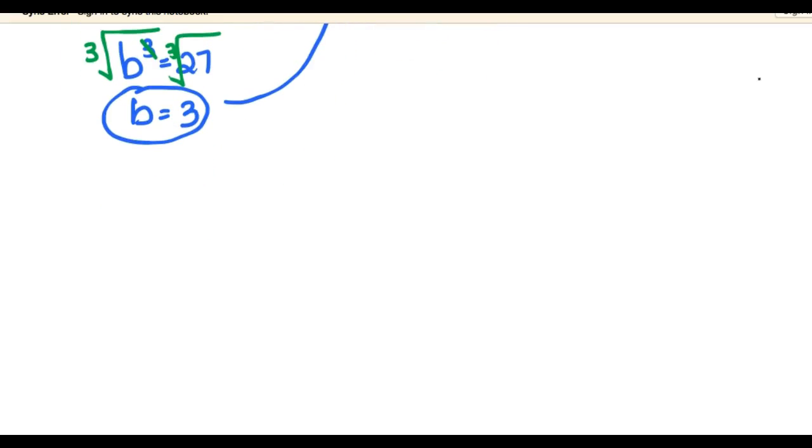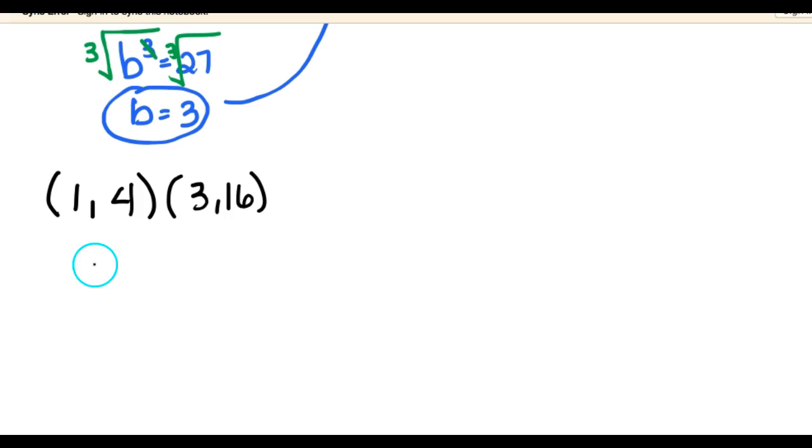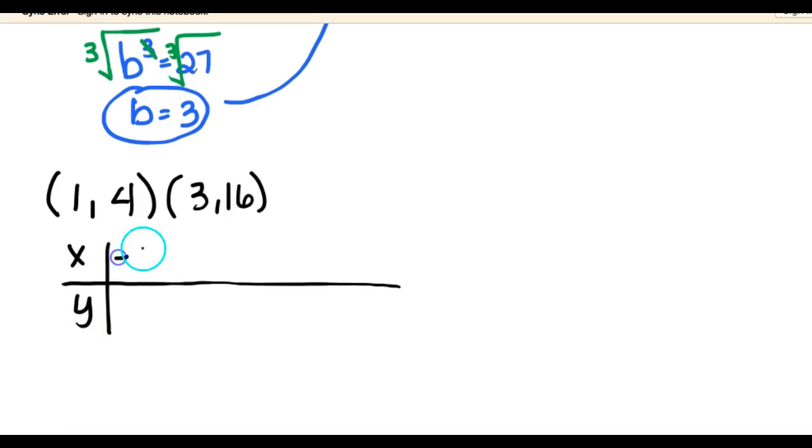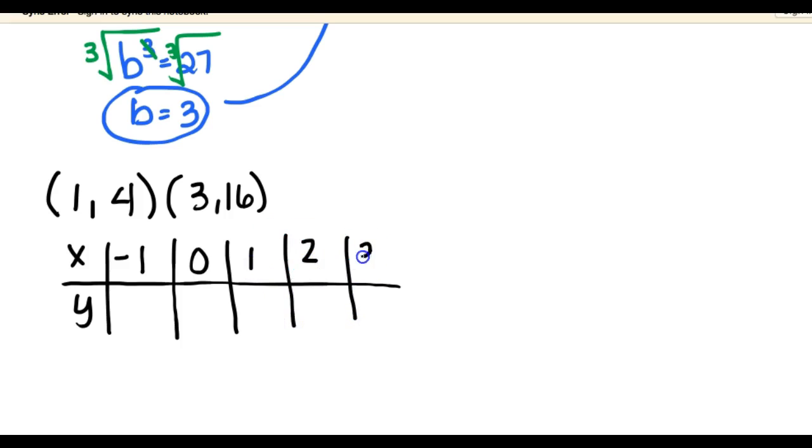This time, they're going to be so nice. They're going to give us the points (1, 4) and (3, 16). I like that. Smaller numbers. Okay, so again, I'm going to make my table. I want to start with -1, 0. I know we don't actually get to that. I'm just so used to that at this point. So I'm going to input the data we have, which is when x is 1, y is 4. When x is 3, y is 16.